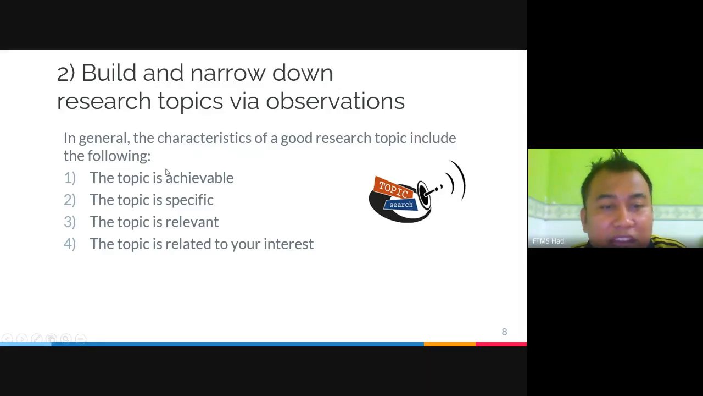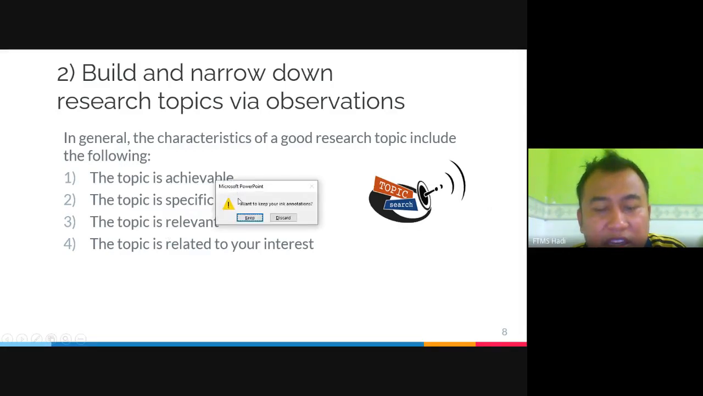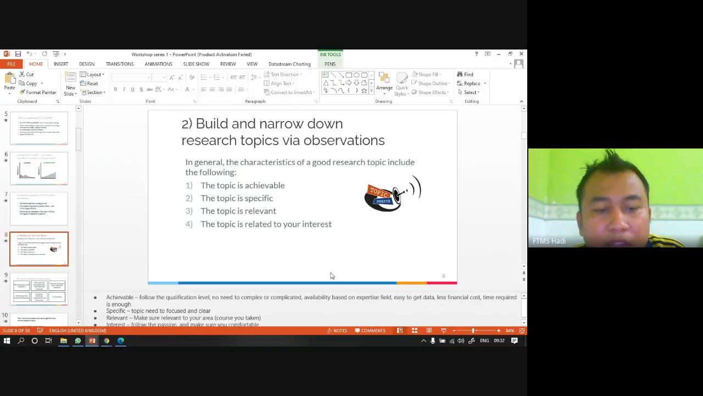In general, a good research topic includes the following. The topic is achievable. Achievable means that you follow the qualification level, with no need for it to be complex or complicated. The availability based on expertise field to get data, less financial cost, and time required is enough. Follow the qualification level.